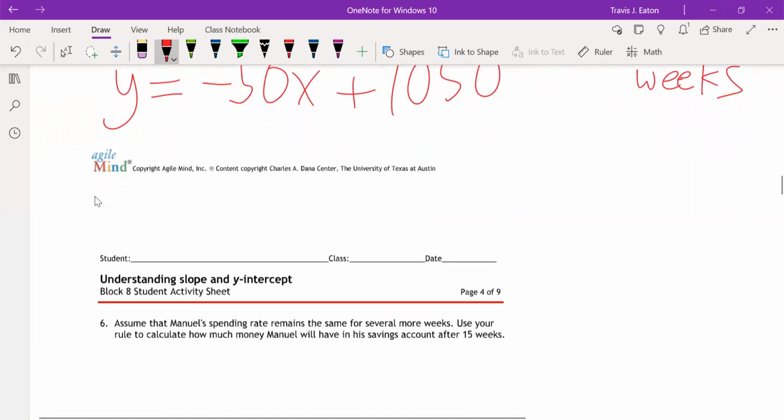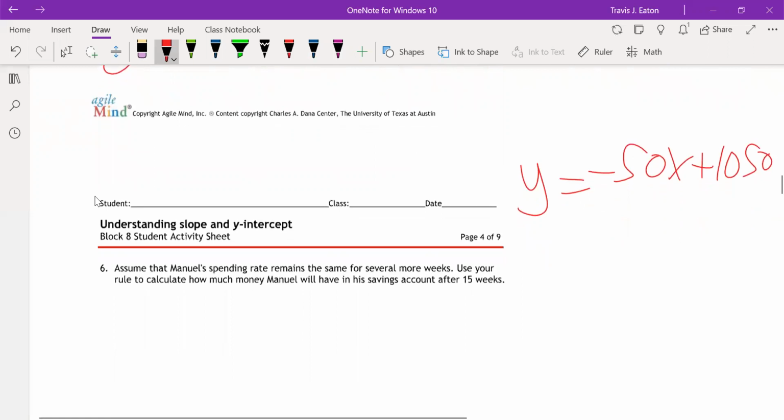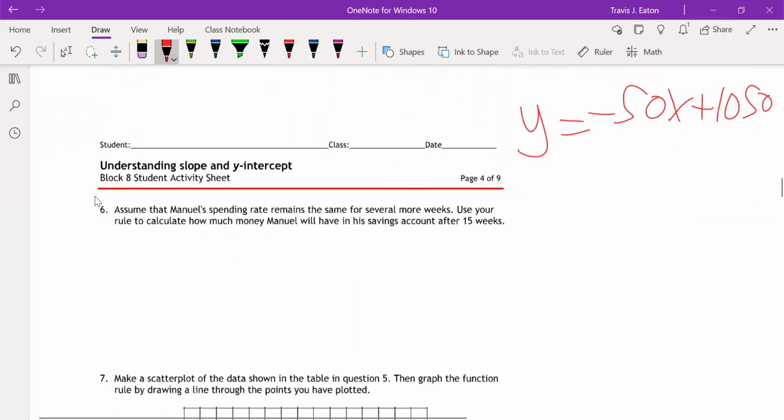Assume that Manuel's spending rate remains the same for several more weeks. So that means that the equation would still be the same, right? Negative 50x plus 1,050. Use your rule to calculate how much money Manuel will have in his savings account after 15 weeks. Well, that seems fairly easy to do, because they want us to talk about 15 weeks. So where would we put that into our equation? Doesn't x represent the number of weeks? So all we would have to do is substitute 15 for that.